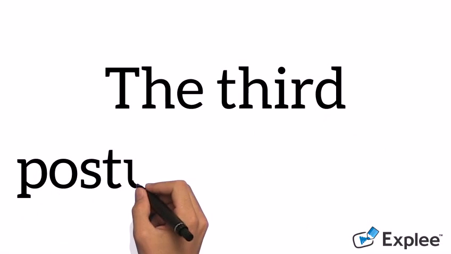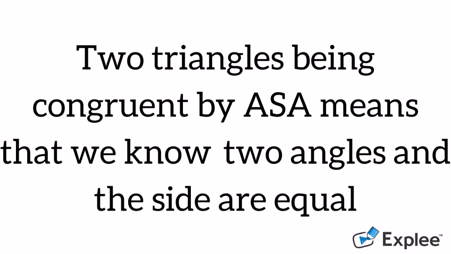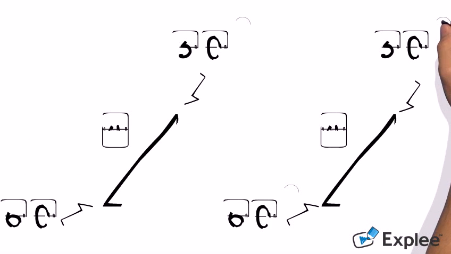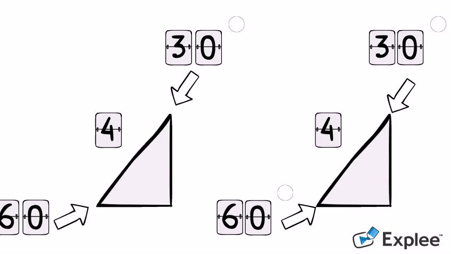The third postulate is angle side angle. Two triangles being congruent by angle side angle means that we know two angles and the side are equal. Say that we have a corresponding angle of 30, a side of 4 units, then another set of angles of 60, we know that they are congruent by ASA.